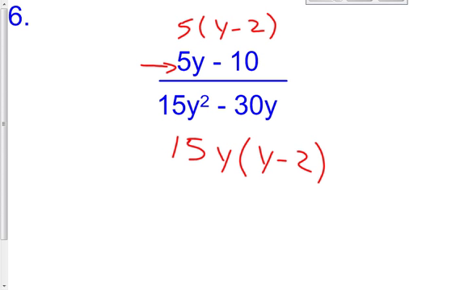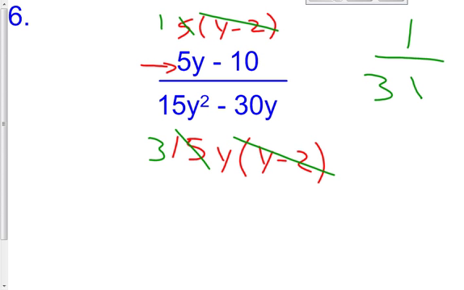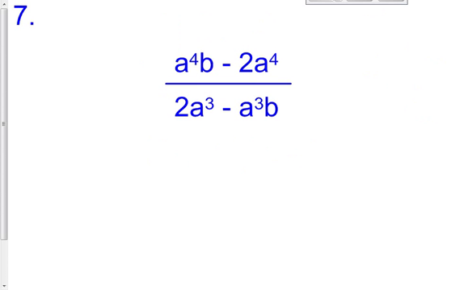So now that we've factored as far as we can possibly go, let's cancel any common terms. So y minus 2 and y minus 2. This 5 and 15 reduces to 1/3. So what we have left in the numerator is a 1, and what we have left in the denominator is a 3 and a y. 1 over 3y is the correct answer for problem number 6. Problem number 7. Once again, why don't you guys try this one on your own and see what you come up with.